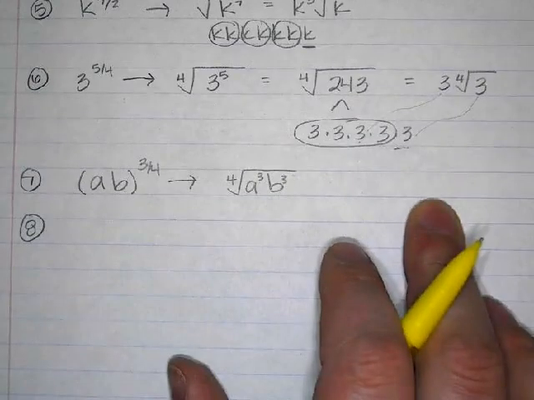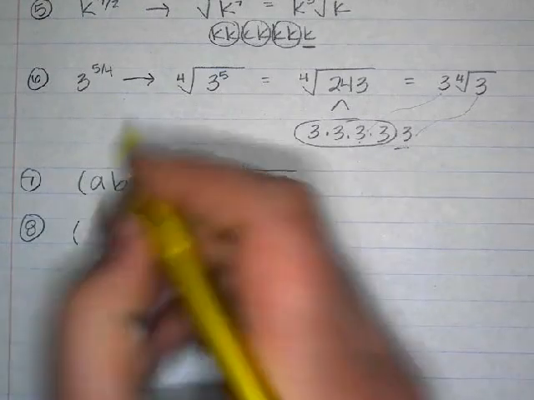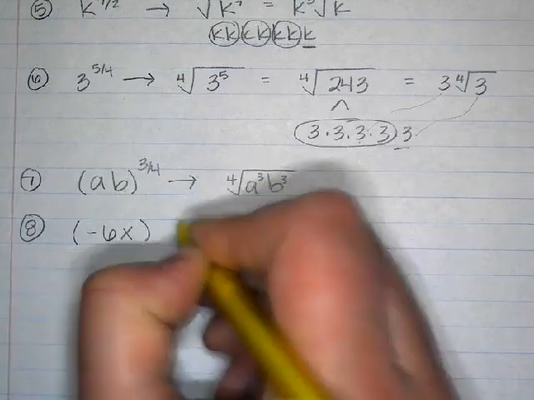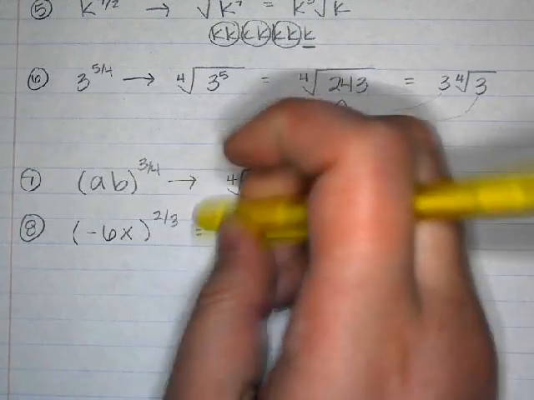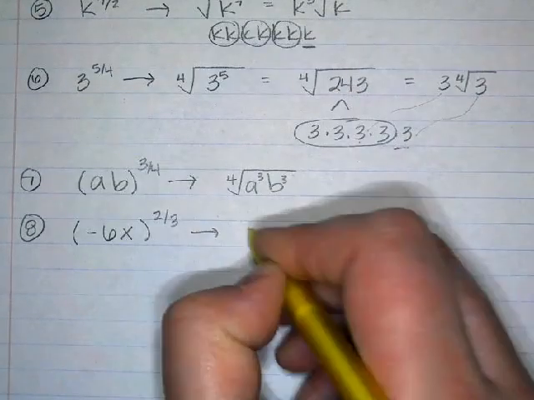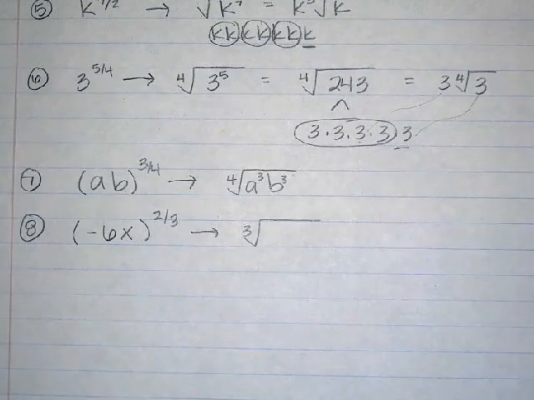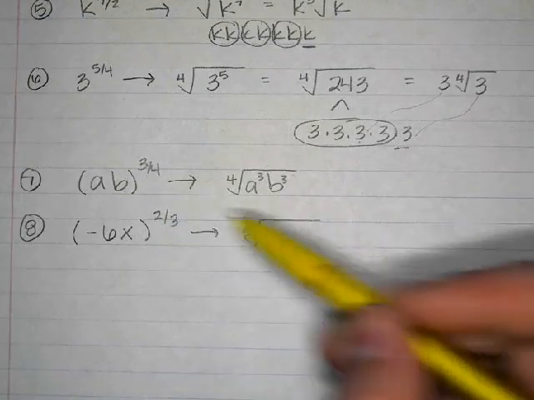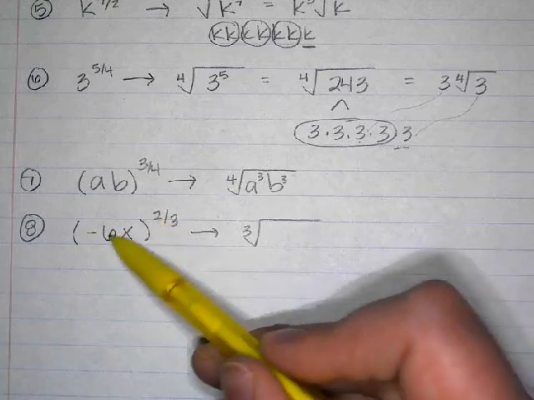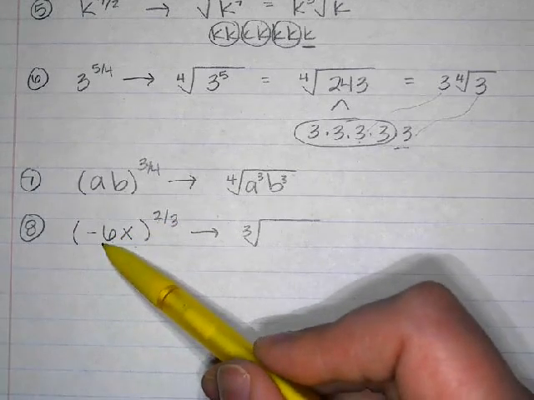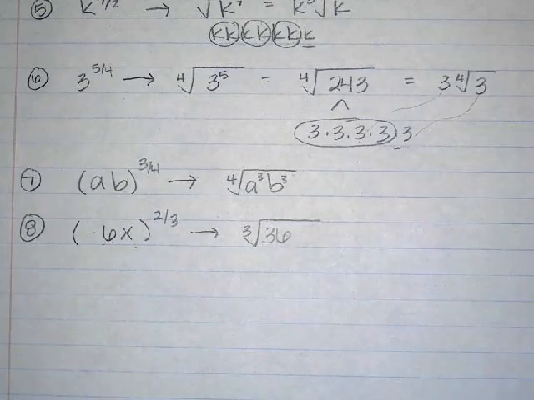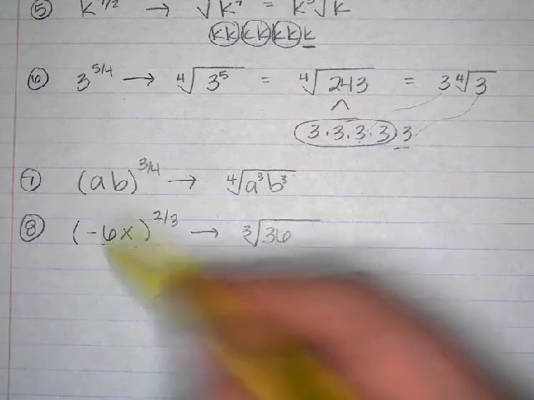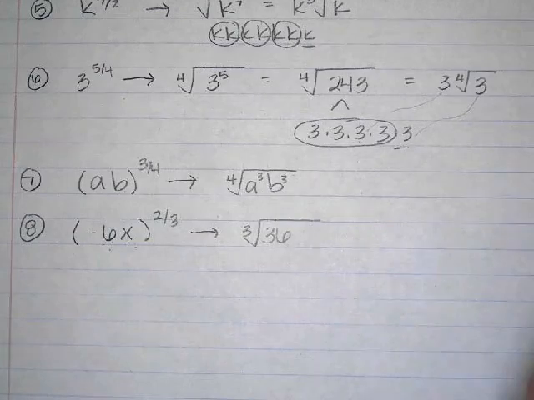All right, this one's kind of interesting. Negative 6x to the 2/3. Okay. What type of root do we have? Okay, cube root, third root. Okay. And then, negative 6x squared. The squared has to apply to each of these, right? So what is negative 6 squared? 36. Okay. And then what would the x be? X squared. Okay.